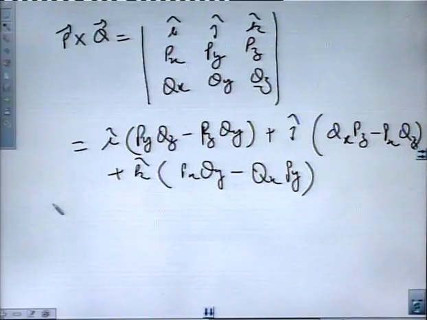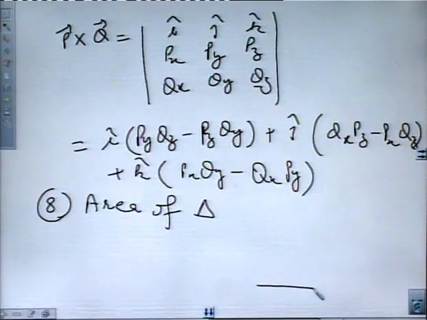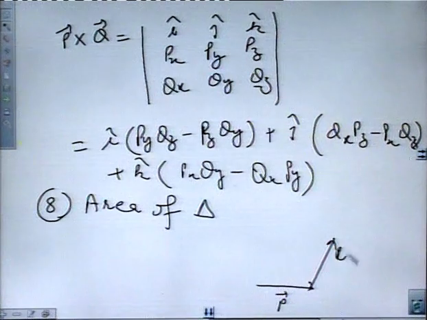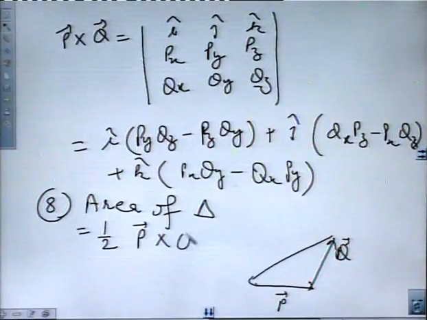The next property is that by this vector product we can find the area of a triangle. Suppose we have a triangle whose two sides are p vector and q vector. This is the third side. Then the area of this triangle can be given by half of p vector cross q vector and its magnitude.